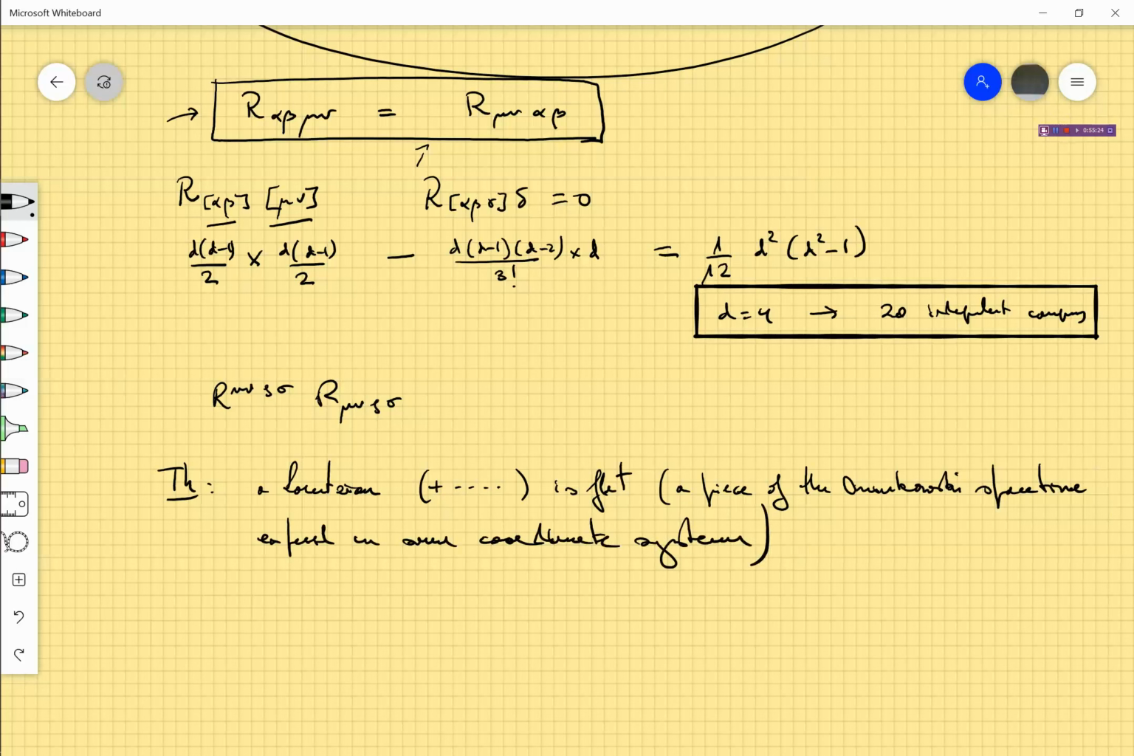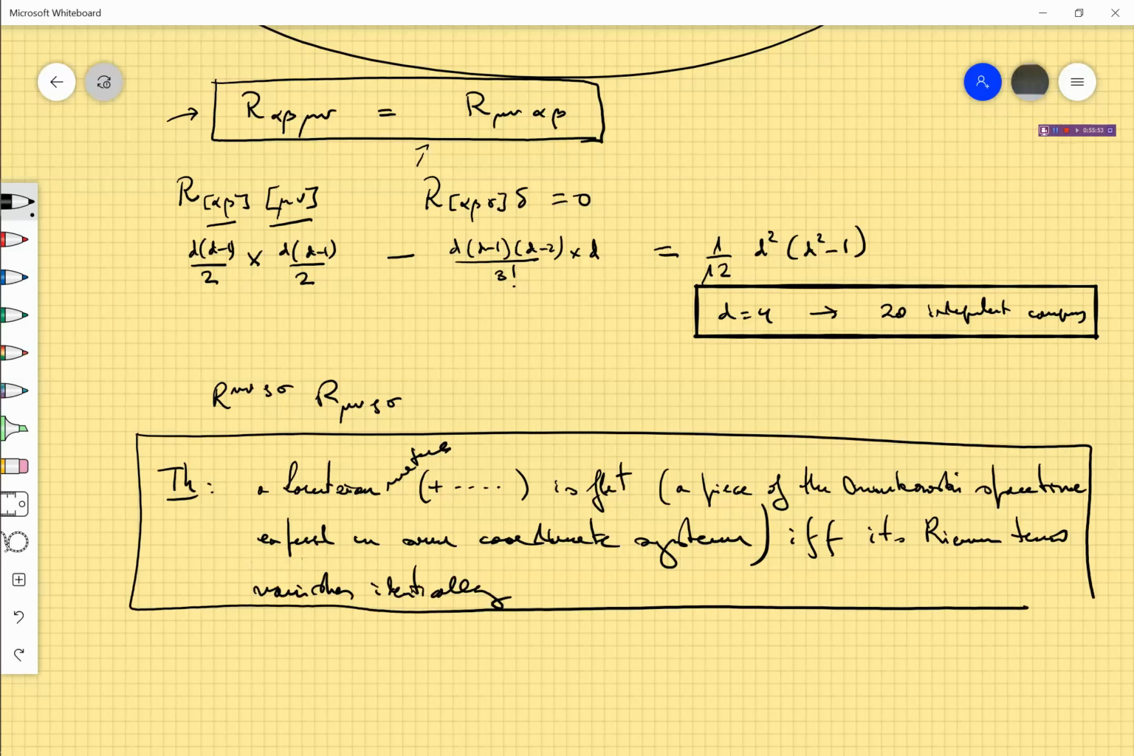if and only if its Riemann tensor vanishes identically. Here the word metric is missing.